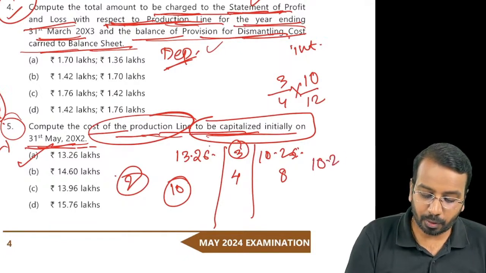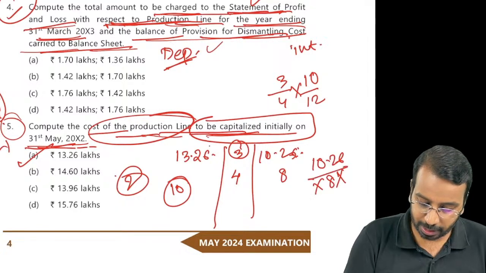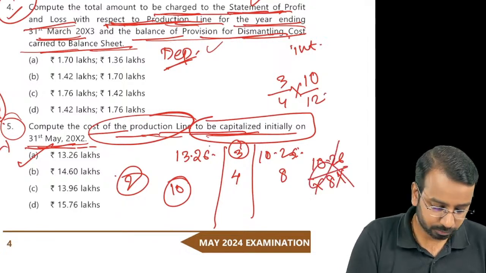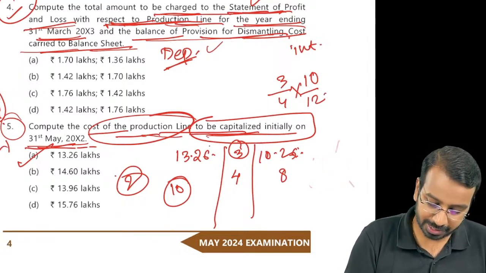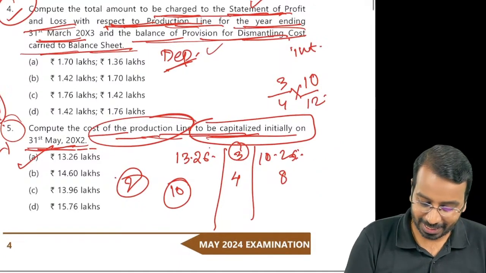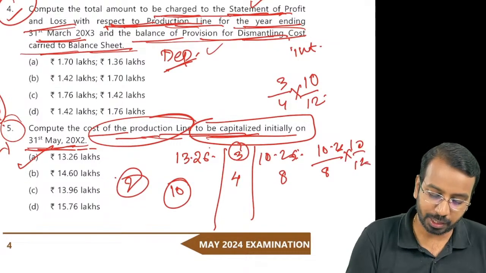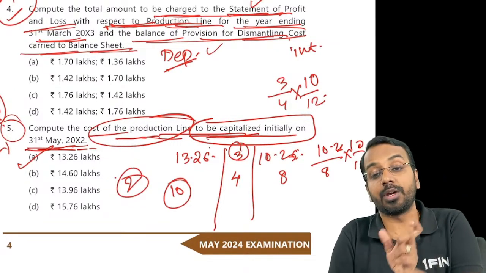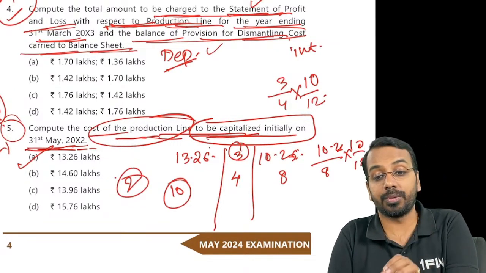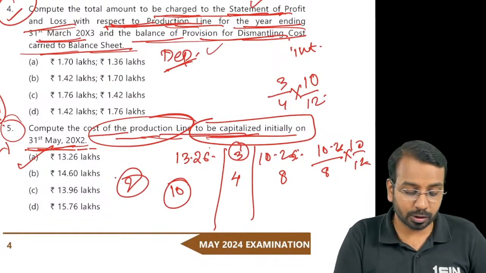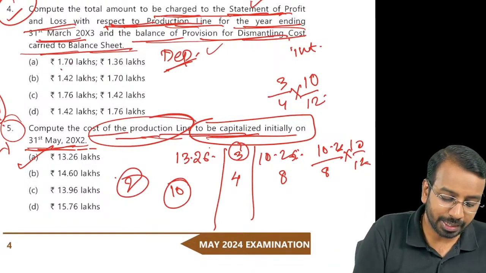Then 10.26 divided by 8 into 10 by 12, that is for the other part. That put together will be the depreciation. But your answer should not stop there. Your answer should also include the interest part.